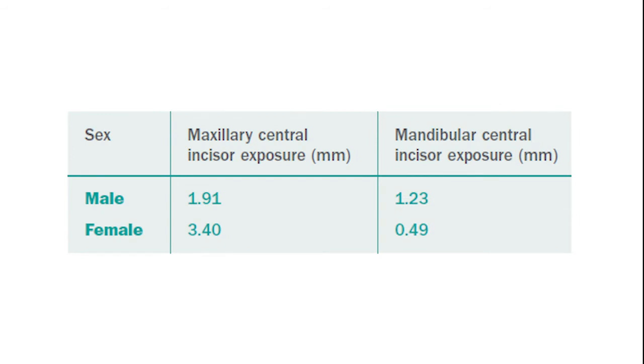Lip line. The lip line represents the vertical position of the upper and lower lip in relation to the anterior dentition. The ideal dentolabial relationship results when the upper lip covers approximately the upper 2/3 of the maxillary incisor crown at rest with 2 to 4 mm maxillary incisor exposure. Women tend to have significantly greater maxillary incisor exposure than men.